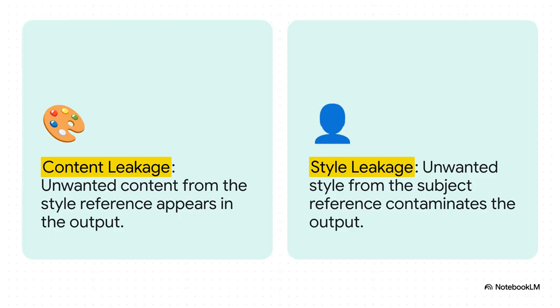And this conflict leads to two classic failure modes that I'm sure you've all seen. On one hand, with style-driven models, you get what's called content leakage. This is where bits of the subject from your style reference just kind of bleed into your final image. On the other hand, with subject-driven models, you get style leakage. This is where unwanted bits of the style from your subject photos contaminate the output. It's a classic sign that the model's basically overfitting to the subject images.